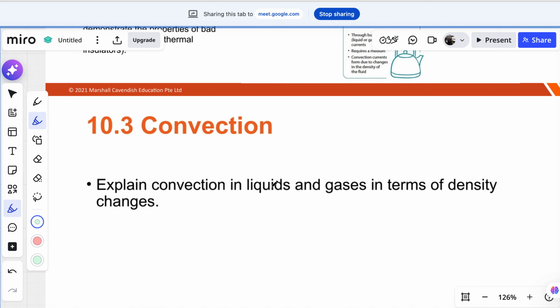Convection happens due to density difference. Because when you heat a liquid, the one at the bottom becomes less dense. Why is it less dense? Because you heated it, the particles expand. When you expand, you become less dense. So you rise. The one on top is denser and falls to the bottom.